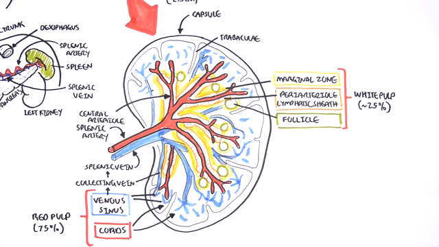The red pulp is important in destroying or filtering abnormal red blood cells, just unhealthy red blood cells, as well as old red blood cells. We know this because if we see the blood of someone with no spleen, there is an increased number of abnormal red blood cells in the circulation. For example, there are red blood cells with Howell-Jolly bodies, which are remnants of the nucleus, essentially.